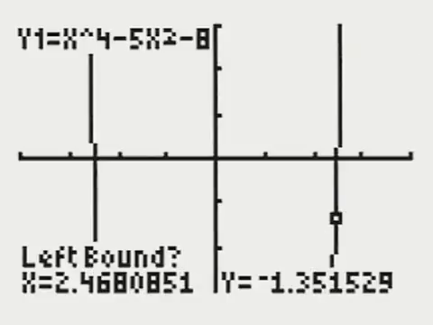We want to be to the left of that point, and we're to the left right now. We'll hit enter. I'm going to go to the right next. Move over one. Hit enter. And remember that we can use the bound as a guess, so we'll just hit enter here. We'll see that our second solution is x equals 2.50. Those are the only two solutions we have. So the solutions to our equation are x is equal to negative 2.50 and x is equal to 2.50.